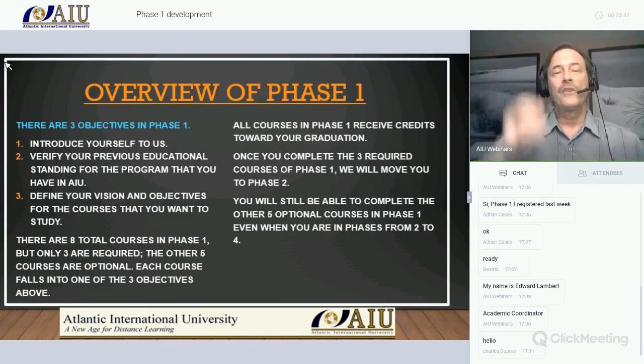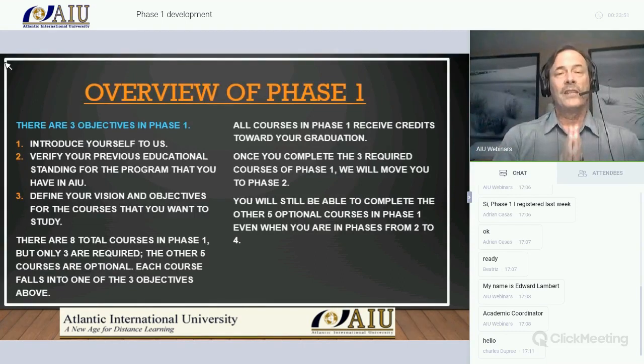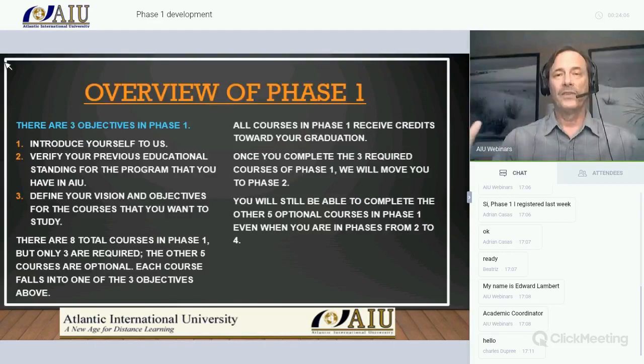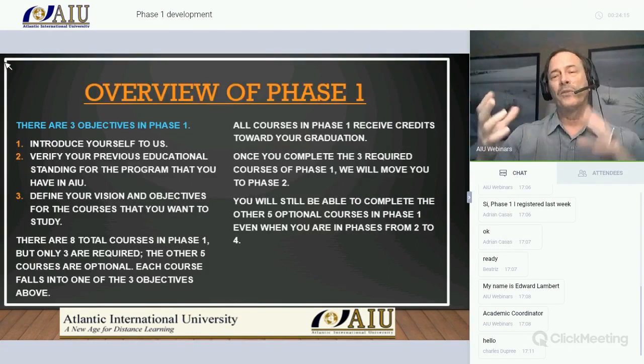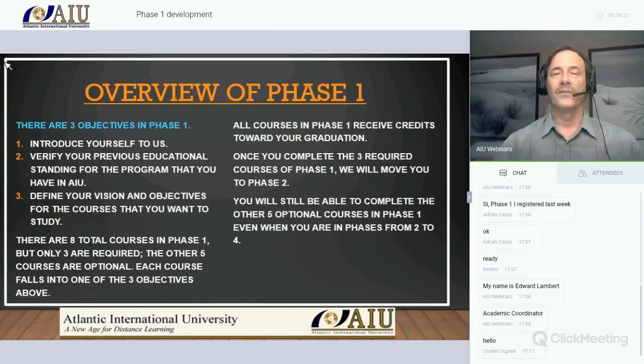And number 3, you're going to define your vision and objectives for the courses that you want to study. And that's mainly the optional courses you'll see in phase 1. It helps you define your vision and objectives for the courses that you want to study, so that you understand how these courses are going to fit into the broader perspective of your life and how it's going to make your life better or change your life. So these are other optional courses to help you get into the context of the AIU education in your life.